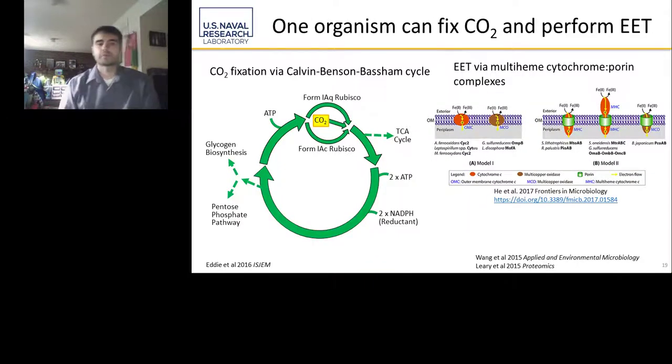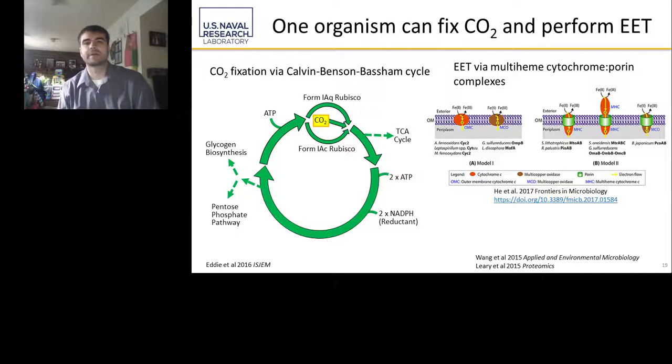Looking back at this organism Tenderia, this is the one organism in the biofilm that's actually able to fix carbon dioxide. And then it also has genes from iron oxidizing bacteria that make it look like it can perform extracellular electron transfer. And so if we look at the CO2 fixation pathway, this is using the Calvin-Benson-Bassham cycle, which is actually the same cycle that plants use and cyanobacteria use. But it's also found in a lot of other bacteria.